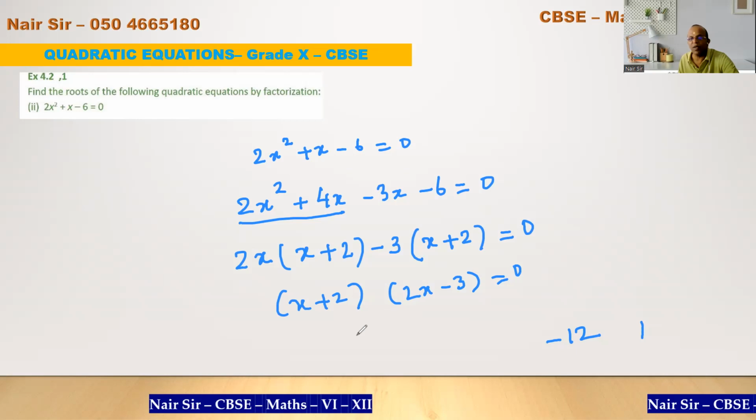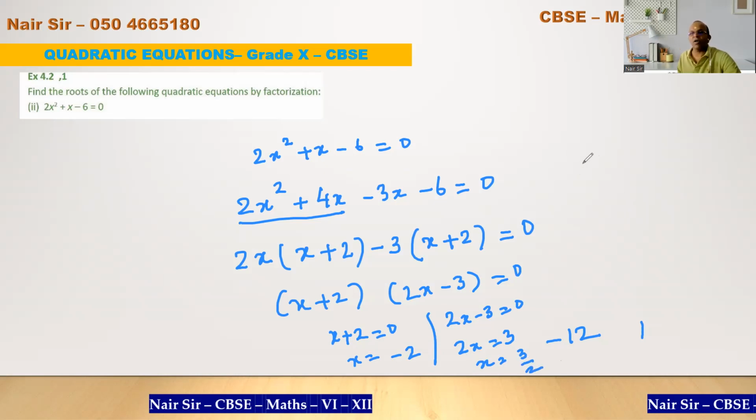So now, solving this, how do I solve it? X plus 2 is equal to 0. Draw the line. 2x minus 3 is equal to 0. So x is equal to minus 2, transposing. 2x is equal to 3. So x is equal to, transposing, 3 upon 2.